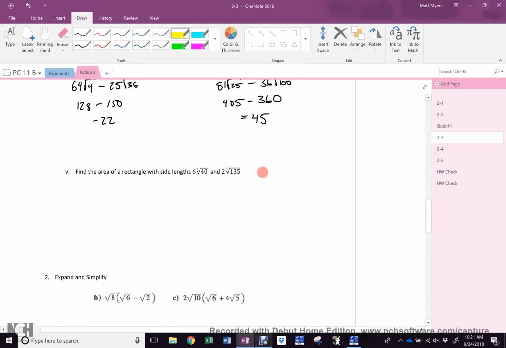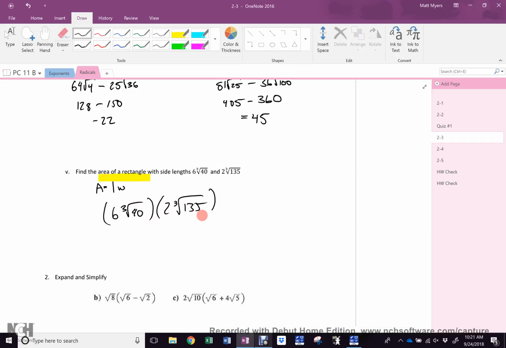Actually, we're going to do this last one. If I want the area of a rectangle, how do I find it? Multiply the sides. Length times width. What do I have here? 6 cube root 40 times 2 cubed root 135. Do it. Then we're going to stop for a moment because we're going to do something a little weird.